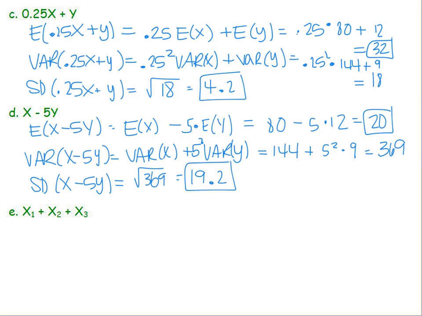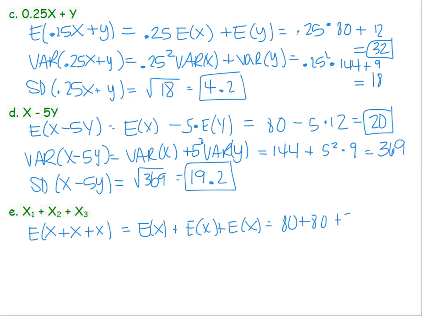All right, last one on this particular slide. When they have the subscripts, remember, the subscripts don't mean anything. It's just the expected value of x plus x plus x. Well, equation 5 says that if we're adding the x's, we're adding the expected values. So it's E of x plus E of x plus E of x. All three the same letter, all three the same answers. So it's 80 and 80 and 80, which is 240.